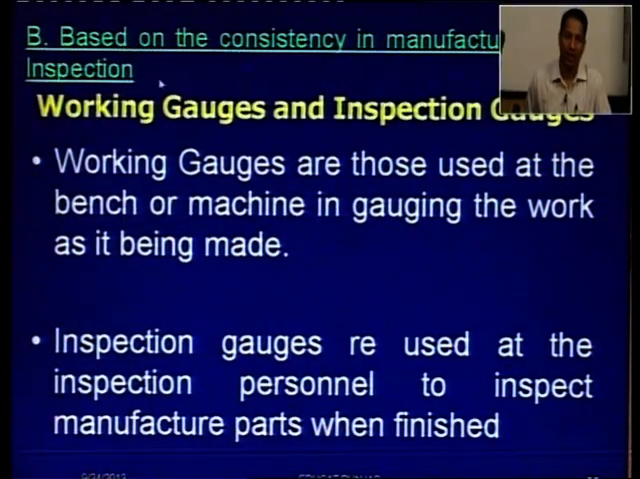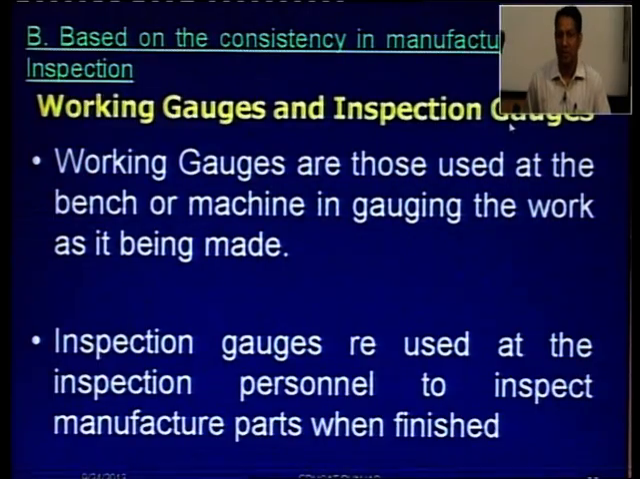Second classification is based on the consistency in manufacturing and inspection: working gauge and inspection gauge. Working gauges are those used at the bench or machine in gauging the work as it is being made. As we explained, working gauges are those used when work is going on at the machine or at the bench, checking along the way, checking online, that are called the working gauges.